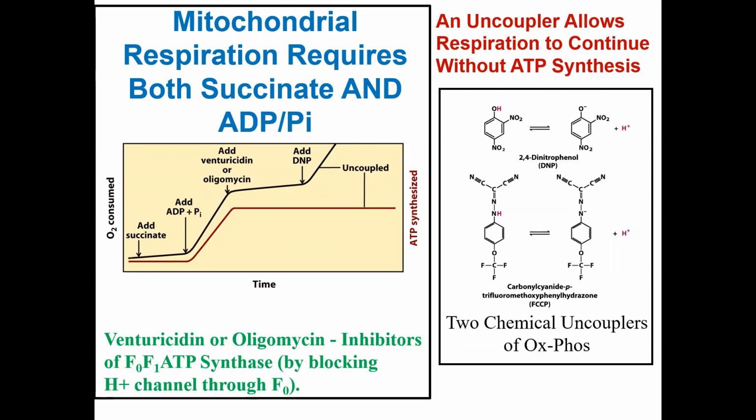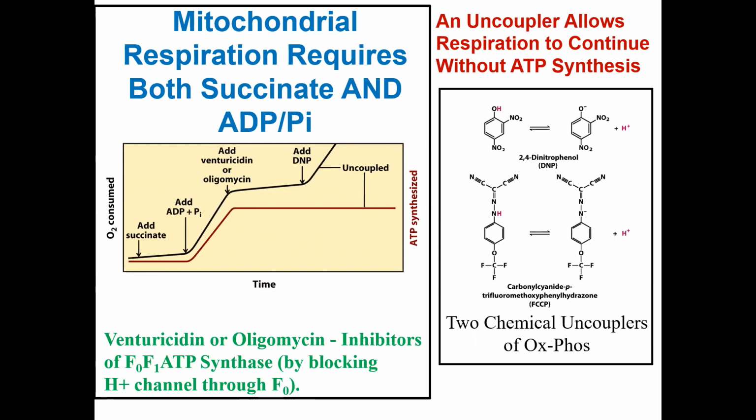And if you notice, they are fairly hydrophobic. Because they are fairly hydrophobic, these two molecules can easily cross the inner mitochondrial membrane. Remember, the inner mitochondrial membrane is very, very picky. But because these molecules are fairly hydrophobic, they are able to cross it. And when they cross the inner mitochondrial membrane, they will mess up the proton gradient that is created between the intermembrane space and the cytoplasm.